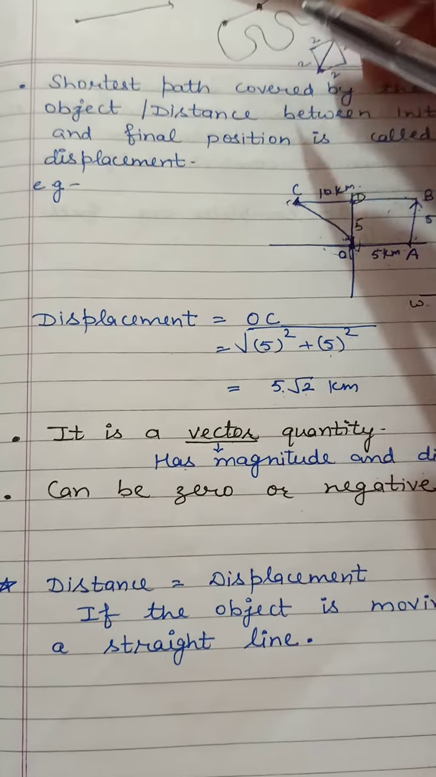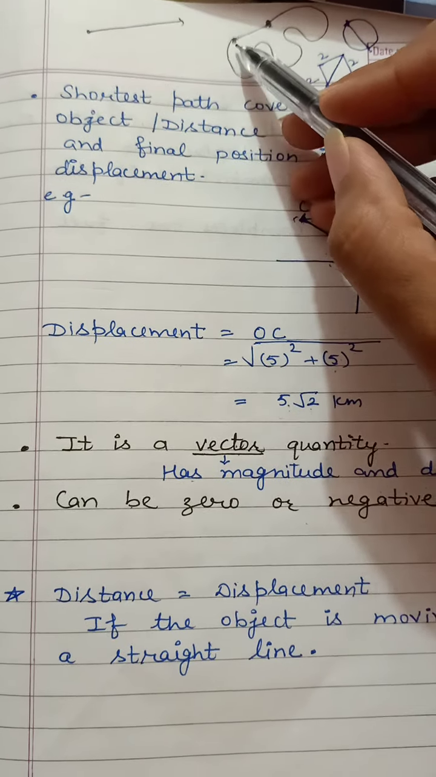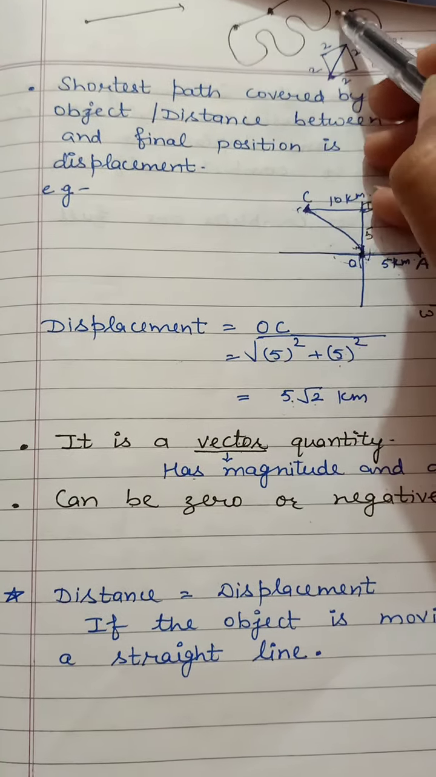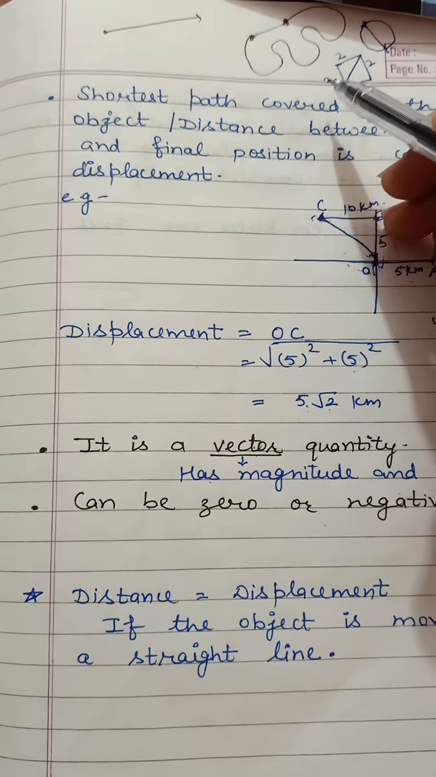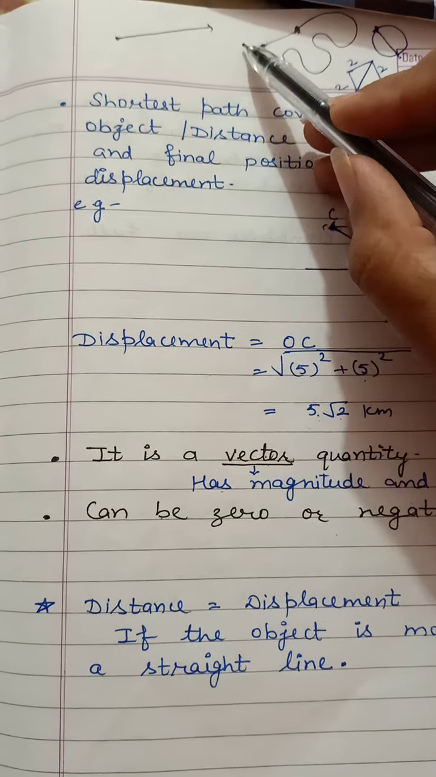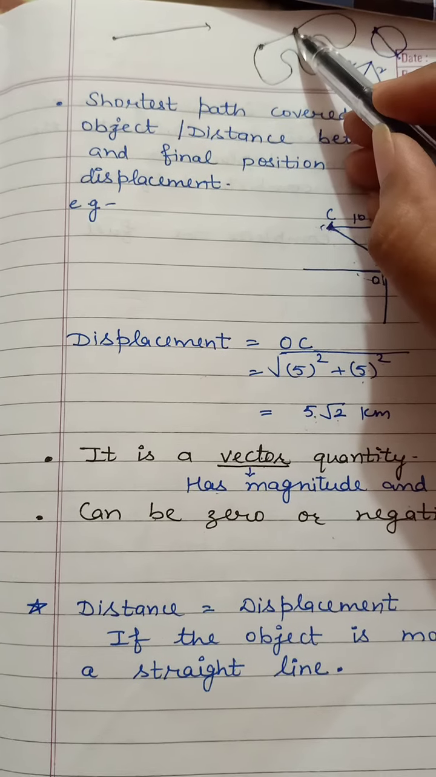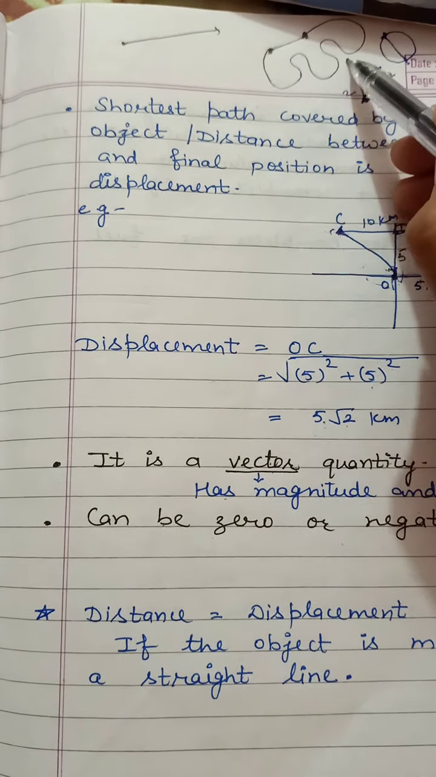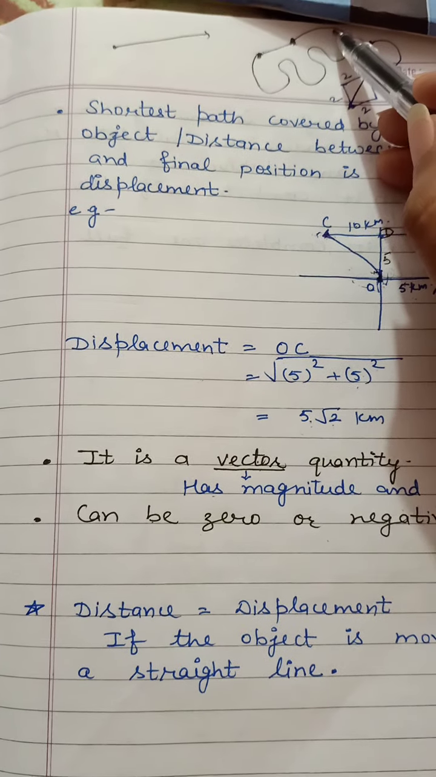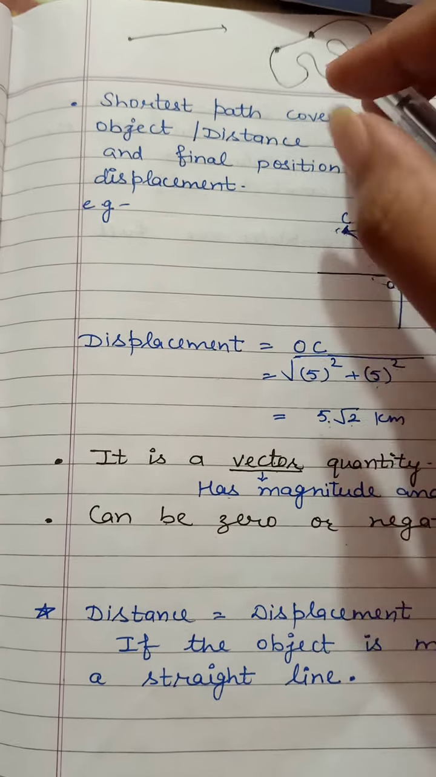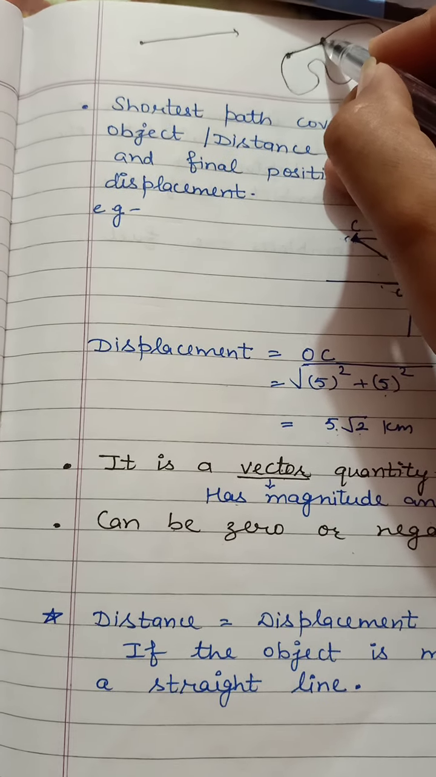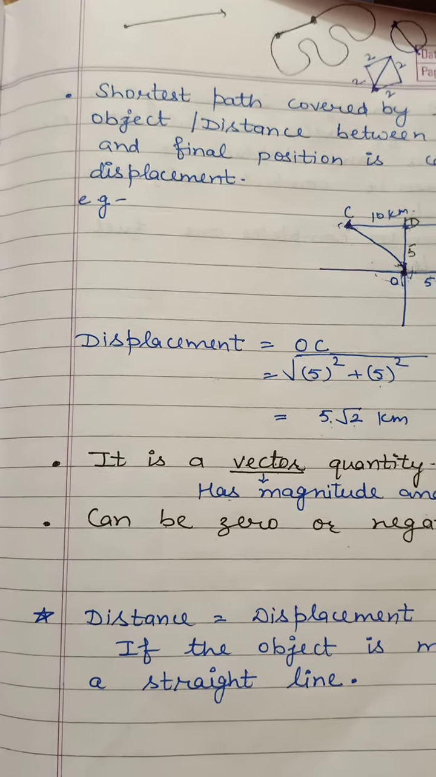For example, suppose this is the path, and the object starts from this position and moves like this, and the final position is this. So it is the initial point and it is the final point, and this is the displacement. This path is not the displacement, it is the distance. But the displacement is the distance between the initial and final point only.